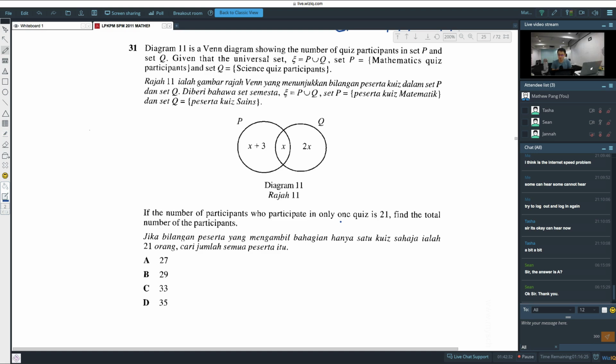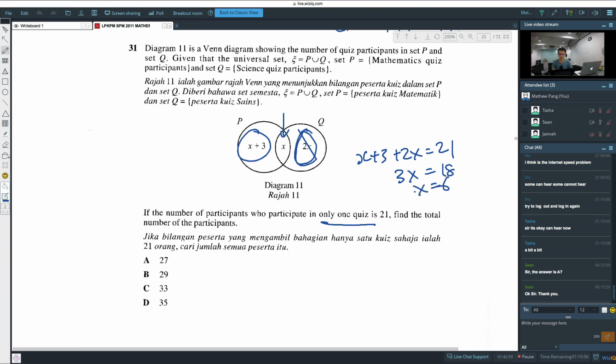Where is the only one quiz? That means 2x over here is participate only one quiz, because they participate in science only. x plus 3 over here is only one quiz also, because it is math only. x in the middle is participate in 2 quizzes. So when I say only one quiz, I will say x plus 3 plus 2x equals 21. So 3x equals 18, x equals 6.